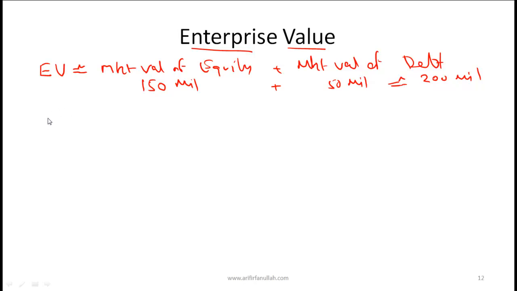A more precise formula for enterprise value is the following. It's the market value of equity minus the value of marketable securities and investments. The idea being that if a company has, say, $10 million worth of marketable securities and other investments that are not part of the core enterprise, then that 10 million is part of the equity value, but it is not really part of the enterprise, since this represents marketable securities that might be invested elsewhere.